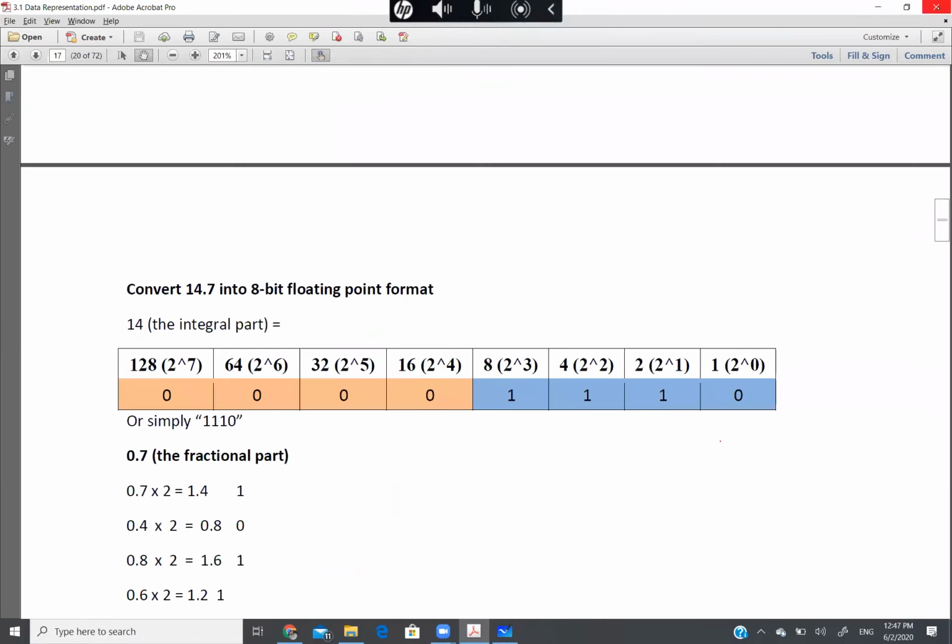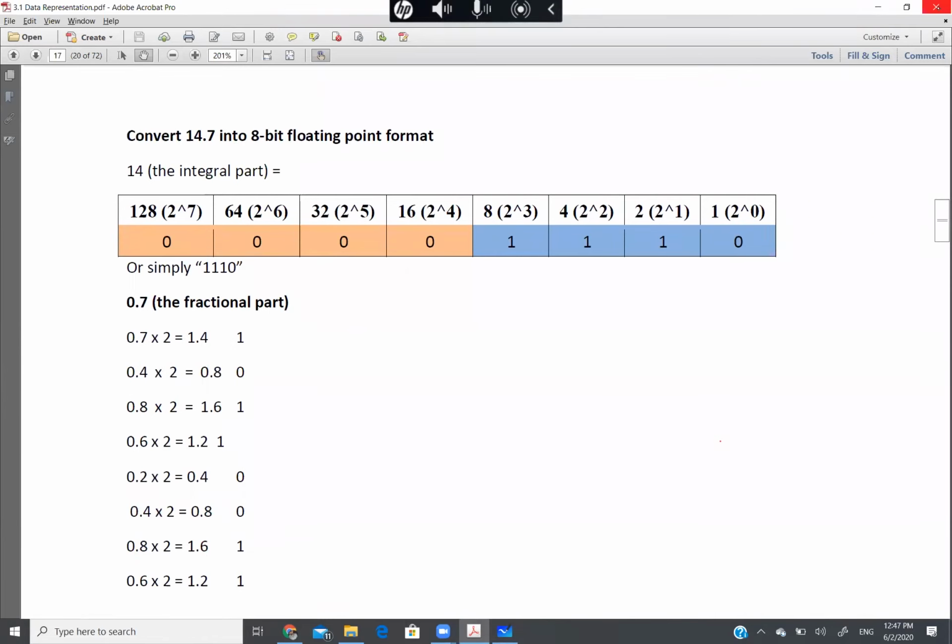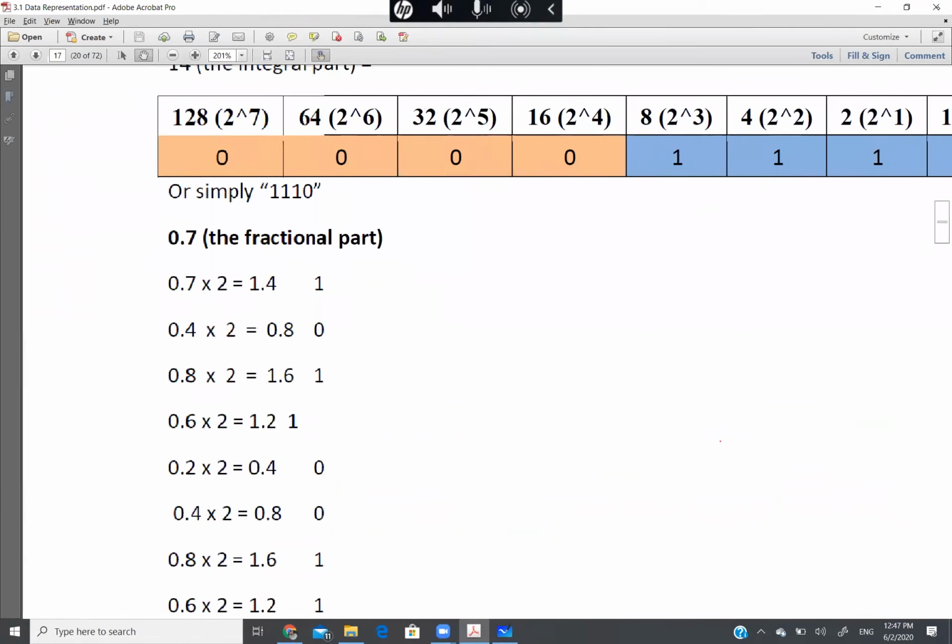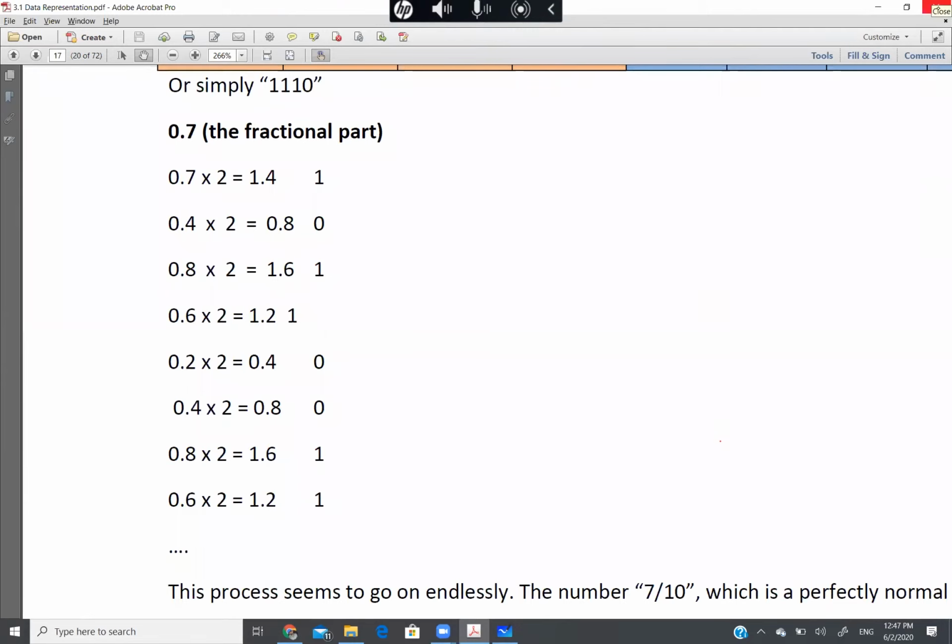This can be solved. Take 0.7: you multiply it by 2, you get 1.4. Then you multiply this 0.4 by 2, you get 0.8. It continues, it's not ending. It's repeating itself again and again. Look, it's coming back to this position: 0.4, 0.8, 1.6. If something like this is happening, it means it's never ending. You have to show only up to a certain number of fractional digits, so you just stop after 6.